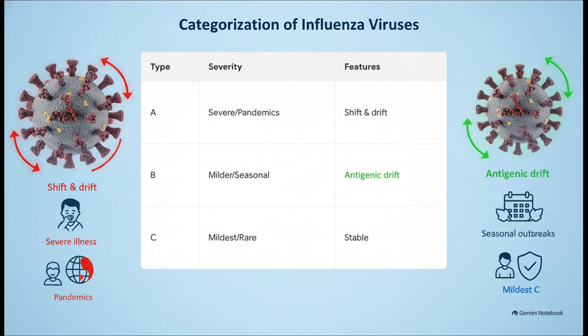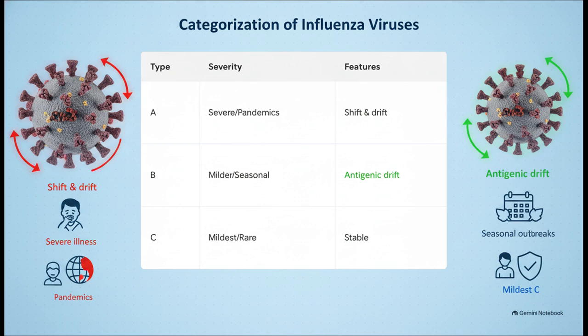Type A is our heavy hitter. It's the one responsible for really severe illnesses and those massive global pandemics like H1N1 or H3N2. It manages this by using antigenic shift, which is a major genetic change, and antigenic drift. Basically, think of drift as the virus just changing its disguise, while a shift, that's the virus becoming a completely new person, catching our immune systems totally off guard.